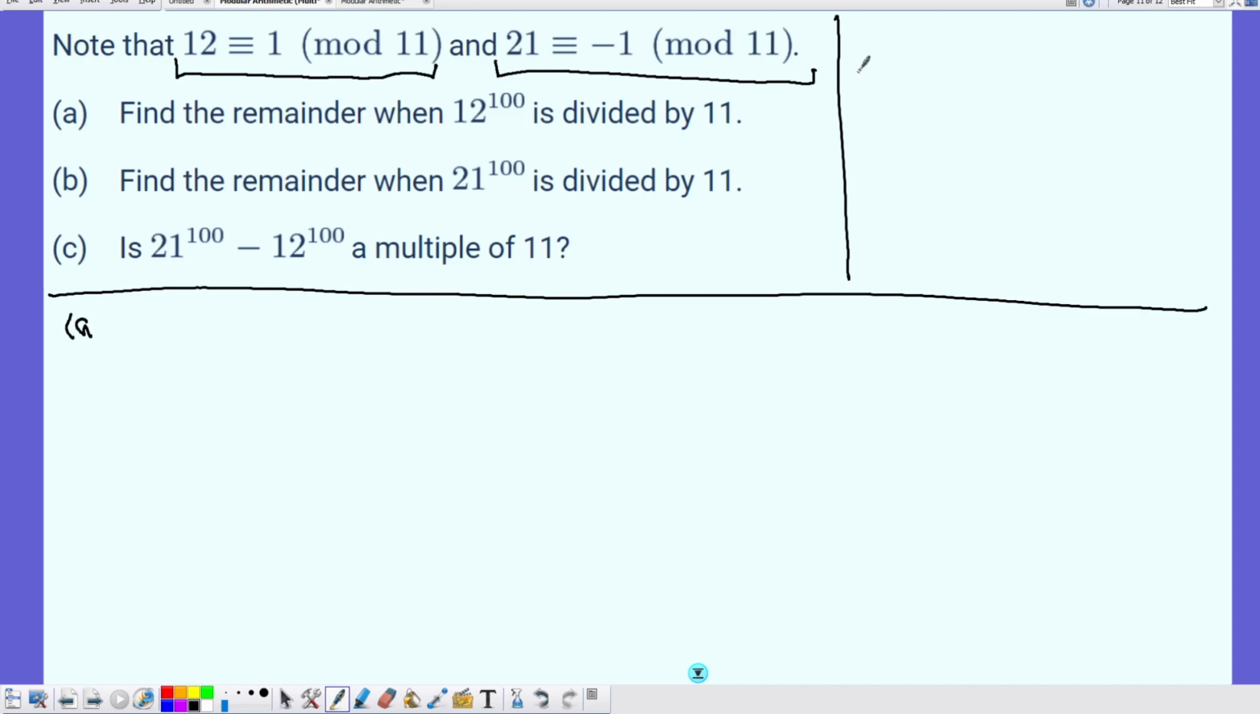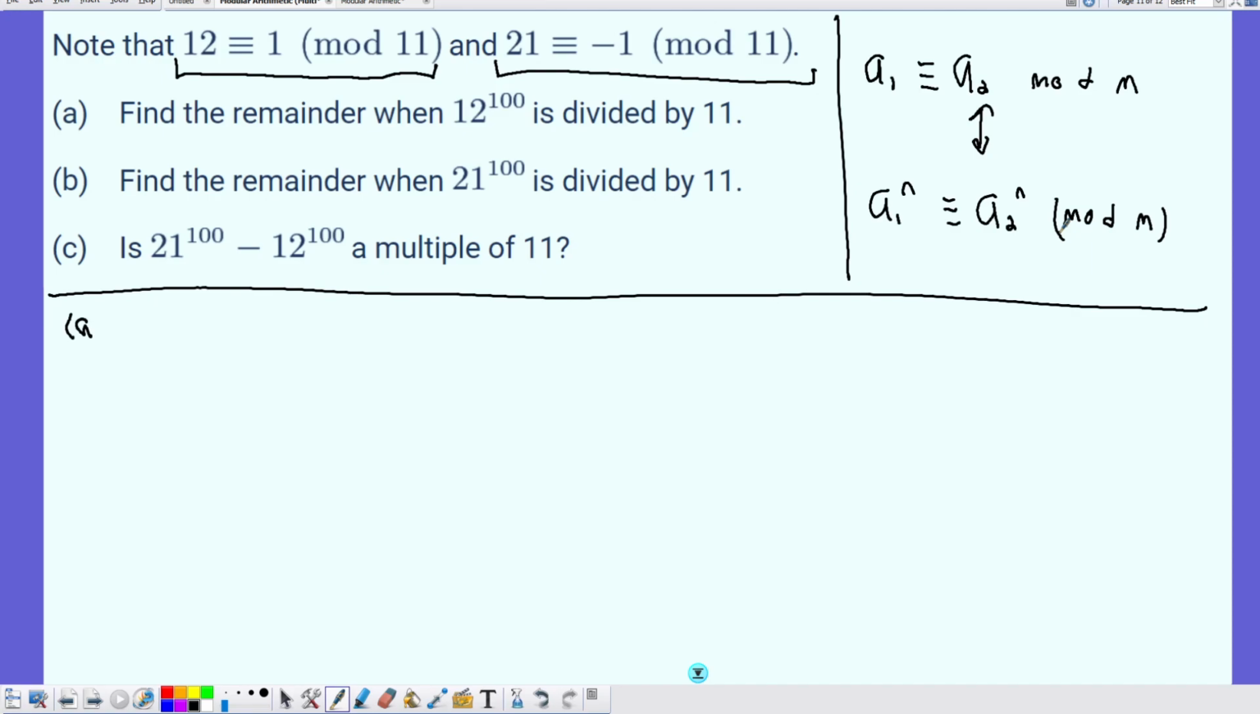The thing we had just proven was that if a1 is congruent to a2 mod m, then we have that a1 to the nth power is congruent to a2 to the nth power mod m. And vice versa.